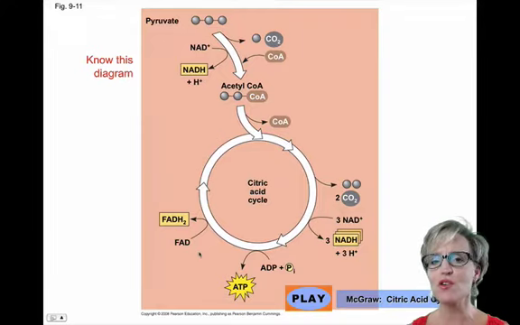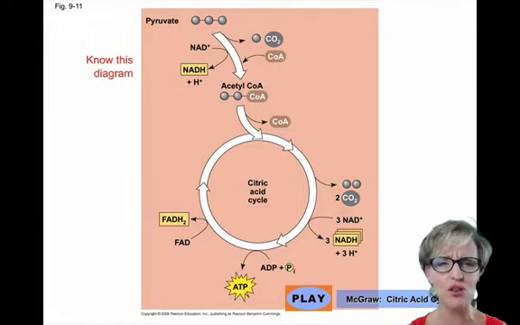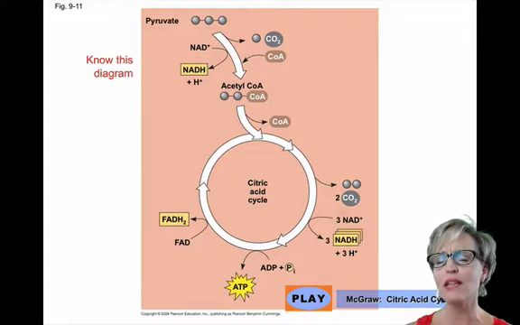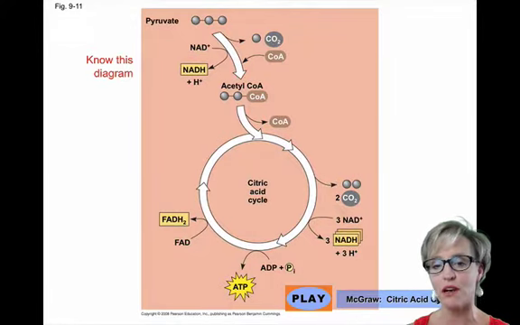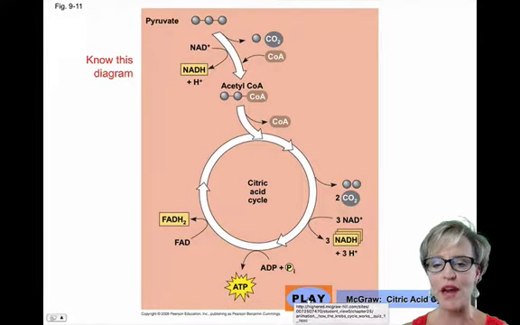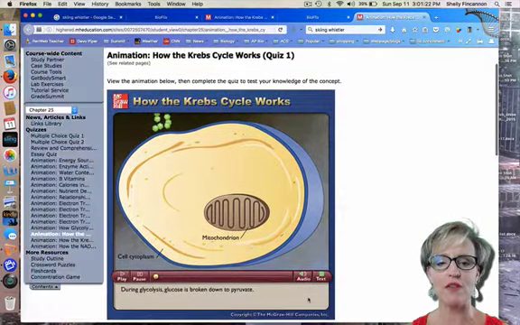Now, FADH2 is also an electron carrier, but it actually will start down the electron transport chain a little late, and therefore it's not worth quite as many ATPs. But just notice for now, it is an electron carrier, just like NADH, and we'll learn more about it when we get to oxidative phosphorylation. Okay, I would like to play this citric acid cycle animation from McGraw-Hill for you because I think it's very helpful in helping us to really understand the Krebs cycle.